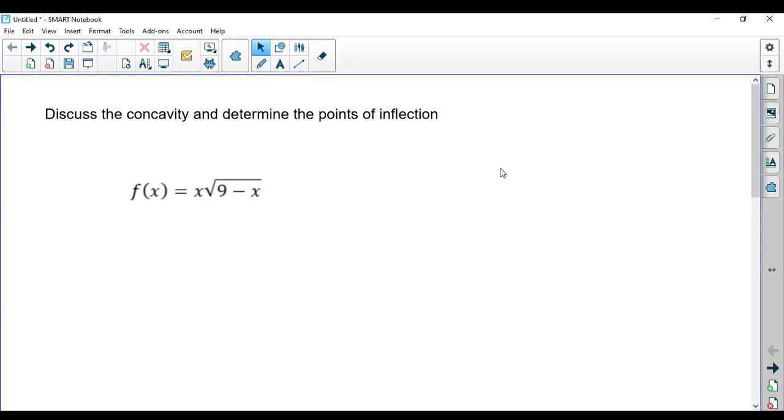Here we go with example number 1. It's discuss the concavity, which means just tell me where it's concave up or down and determine the points of inflection. So to determine the points of inflection, you have to figure out the concavity anyhow. So this is all based off the second derivative.